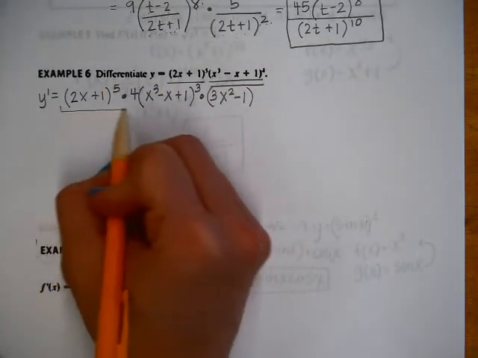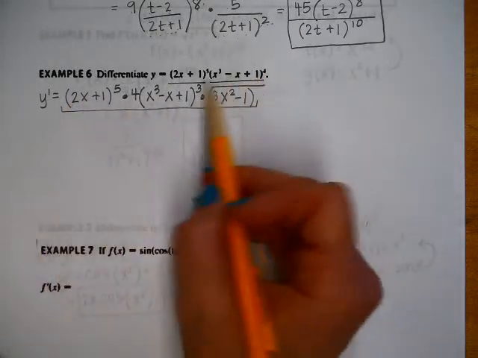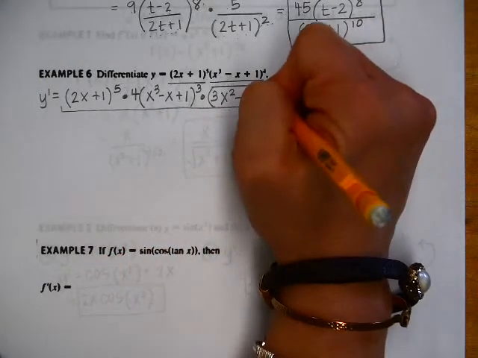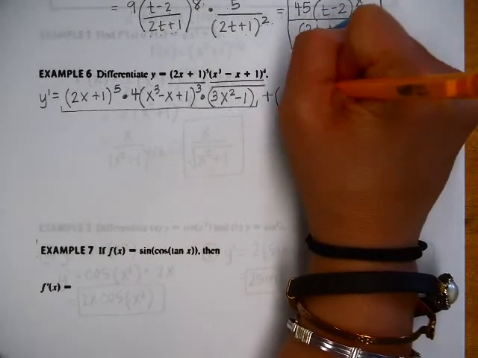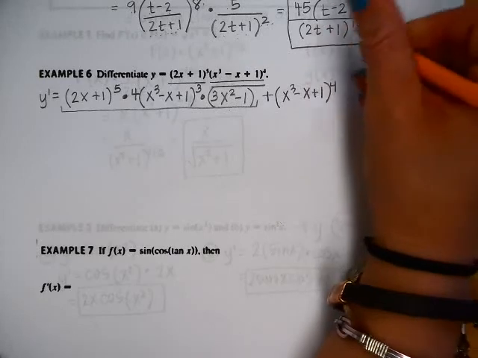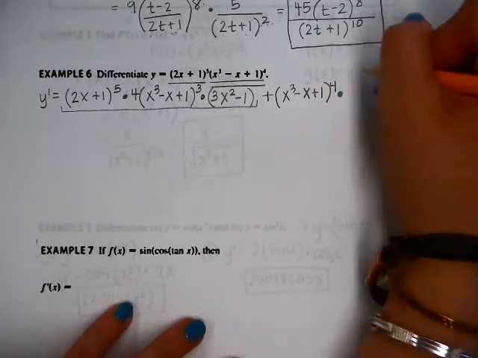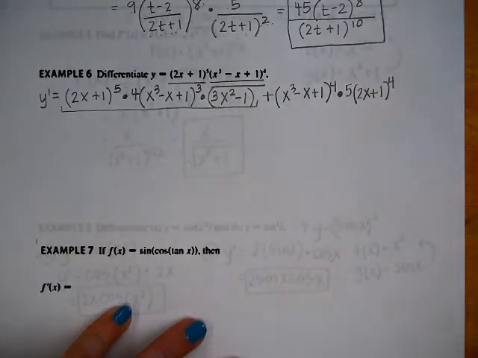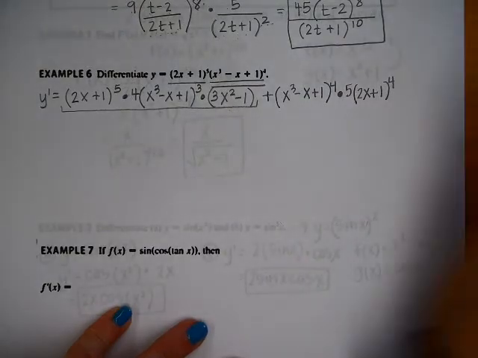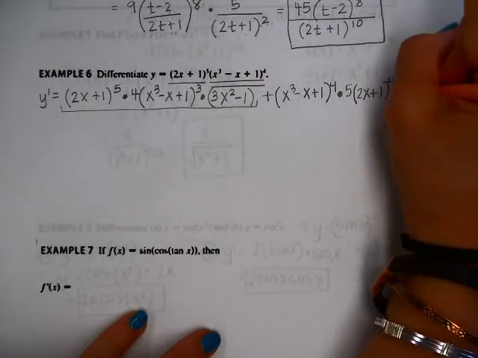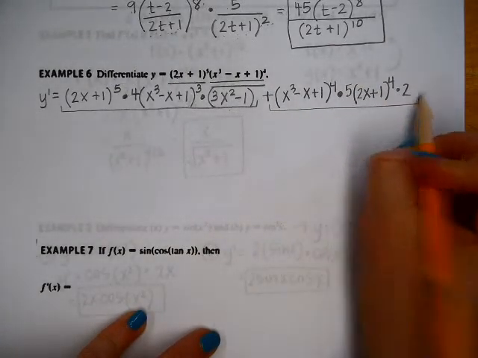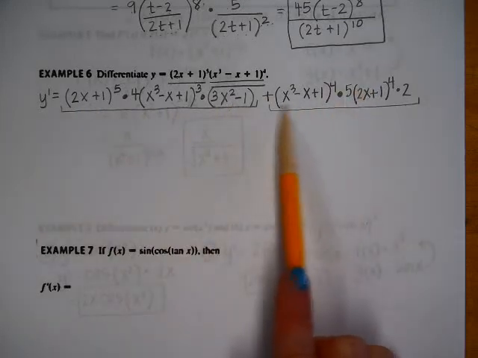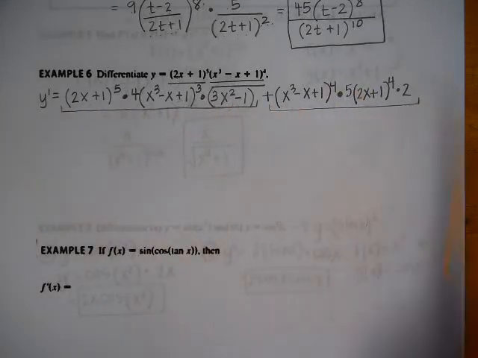Okay? Now all of this is first term times the derivative of the second, okay, plus the second as is times the derivative of the first, which is going to be 5, leave your inside the same, 2x plus 1 to the 4th, so minus 1 on your power, times the derivative of the inside, which is just going to be 2. So all of this is the second part of the product rule. So again, this is first times the derivative of the second plus the second times the derivative of the first.